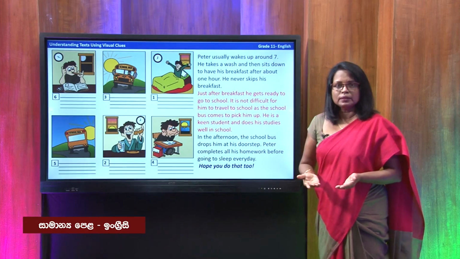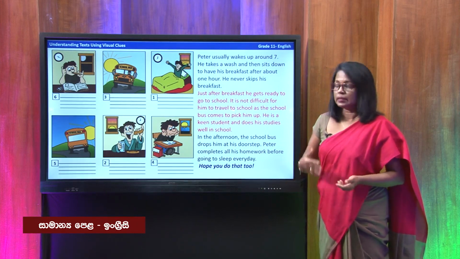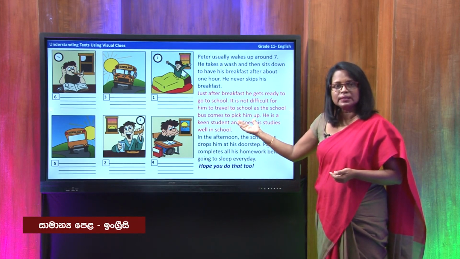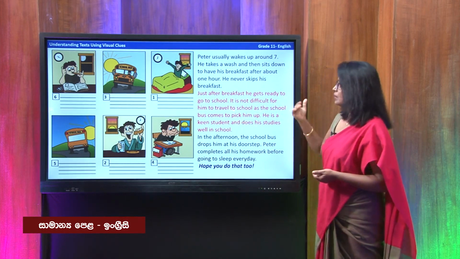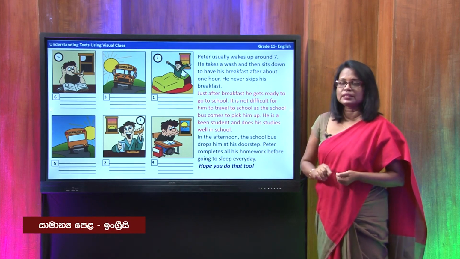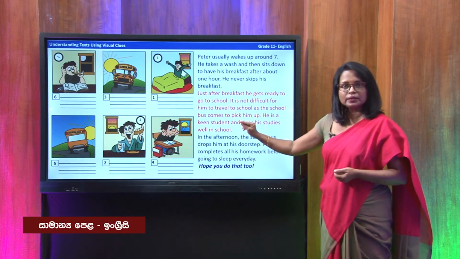So children, now you can understand, if you study the pictures carefully, it's very easy for you to understand the meaning of a text. But remember, sometimes you may get wrong information. That is, if you don't study the picture very carefully. Okay children, let's move on to another activity.